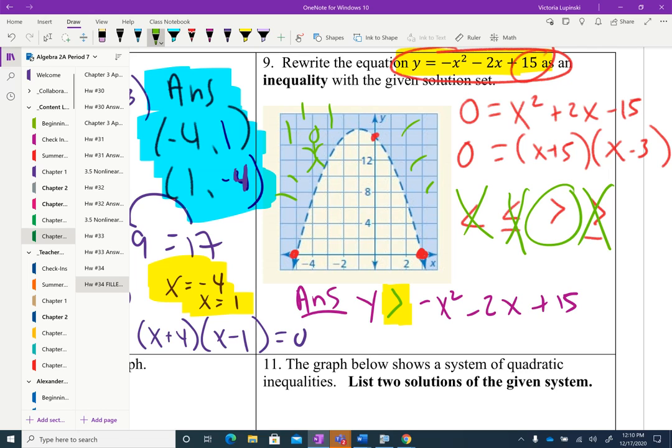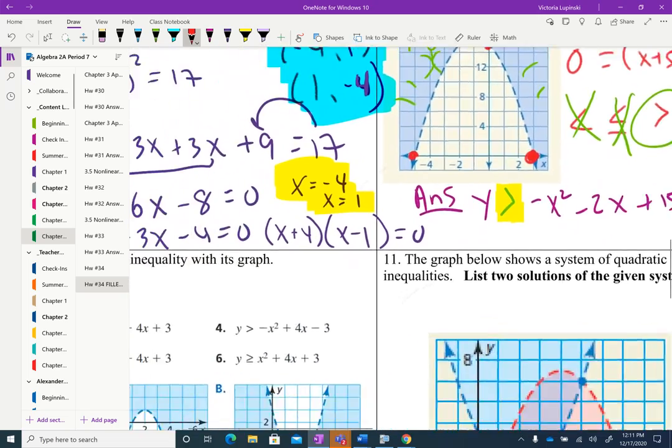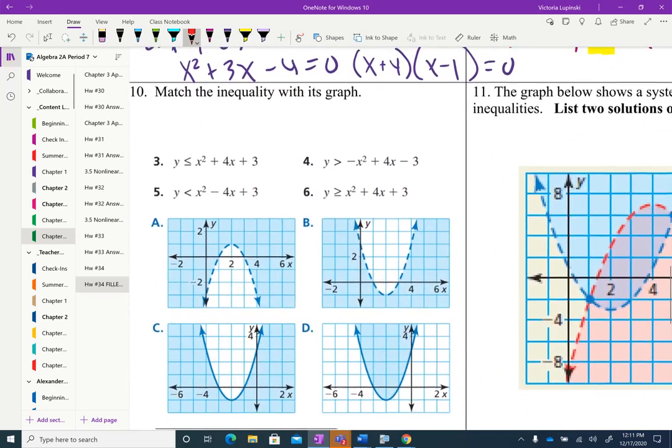Wait, Mr. Pinsky, what was the point of factoring it if you could just tell by it being above that it's greater than? The whole reason why I showed you the factoring, I just want you to understand where these red points come from. Like, what if tomorrow I didn't give you the graph and you had to make one? I just want you to understand where they come from. Oh, okay. Anybody else? Guys, is this helpful? Yes. Okay. Perfect. All right.